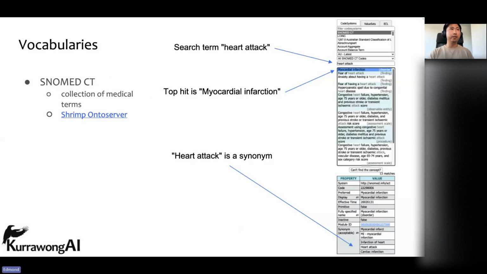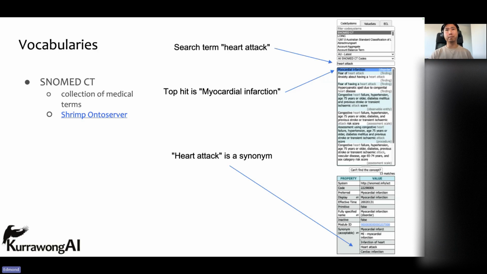Here's a fun little example. This is SNOMED CT. It's an international collection of medical terms. There's an instance of it online. You can access it on the Shrimp Onto server. It's hosted by CSIRO. It's a copy of the Australian version of SNOMED CT, I believe.